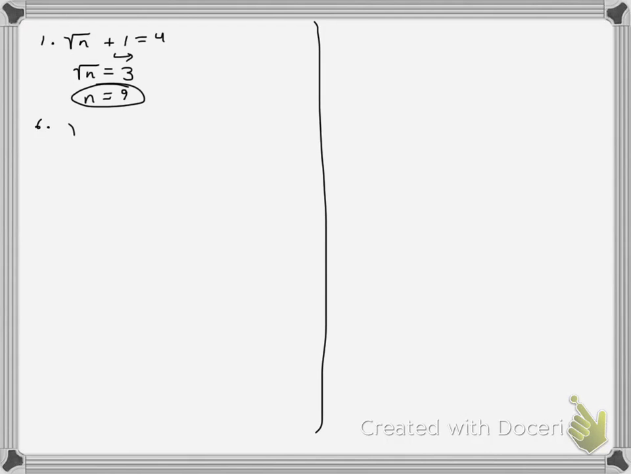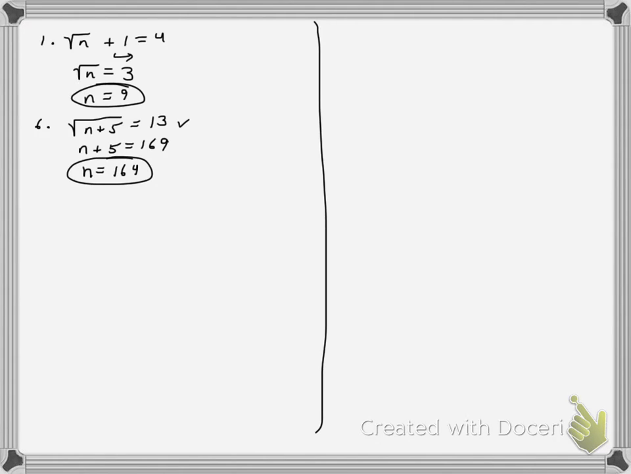Looking at another problem, we have the square root of n plus 5 equals 13. Square both sides. Equals 169. Subtract. Sorry, let's write that better. There we go. Minus 5. And n equals 164. Check it. 164 plus 5 is 169. The square root of 169 is 13.